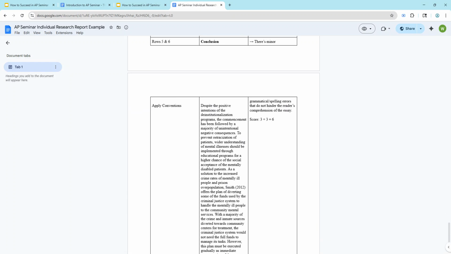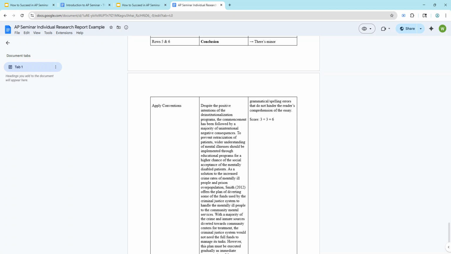Let's look at rows 5 and 6, apply conventions for the conclusion. Despite the positive intentions of the deinstitutionalization programs, the commencement has been followed by a majority of unintentional negative consequences. To prevent ostracization of patients, wider understanding of mental illnesses should be implemented through educational programs for a higher chance of the social acceptance of the mentally disabled patients.